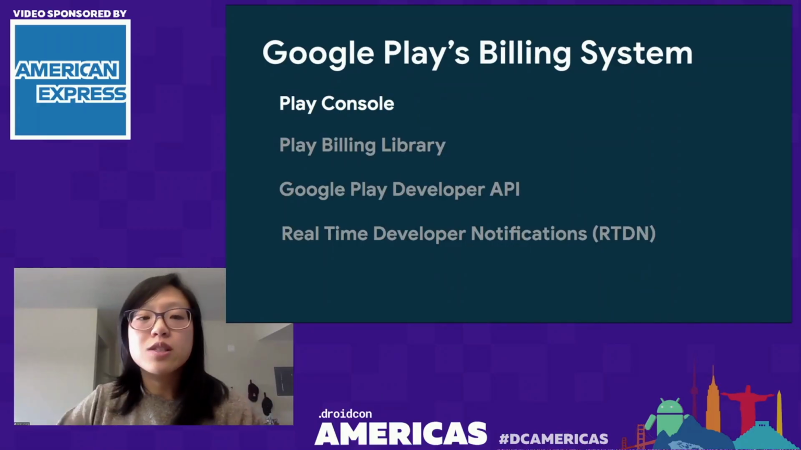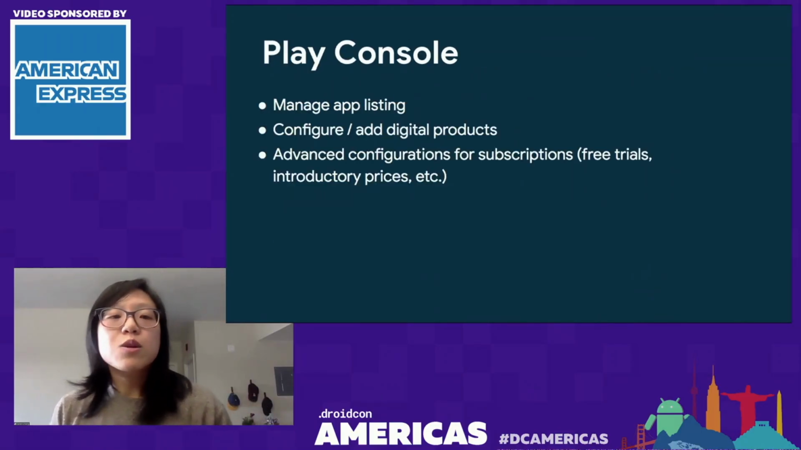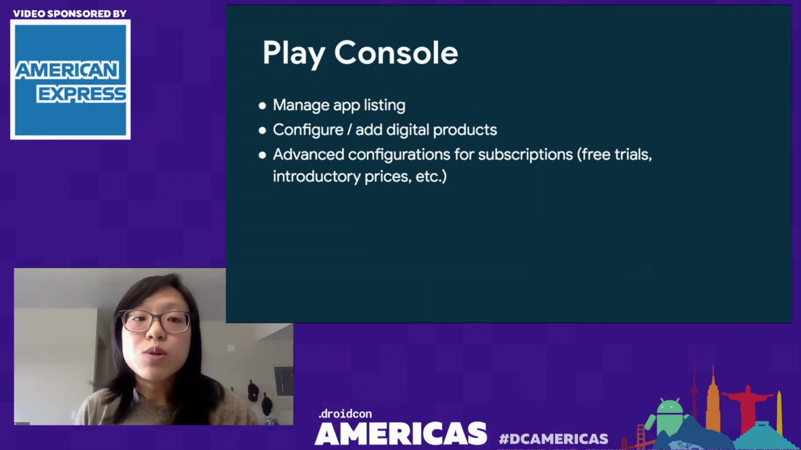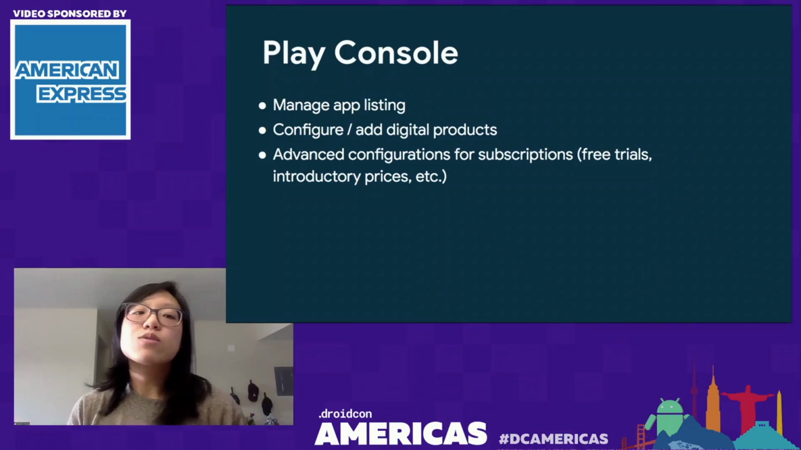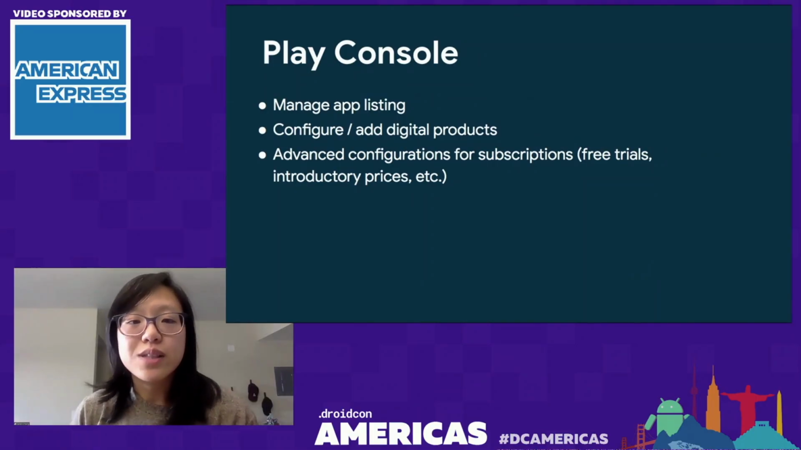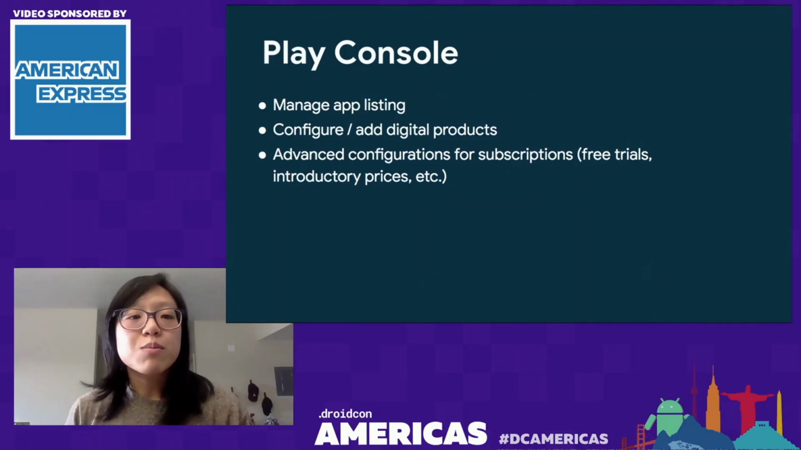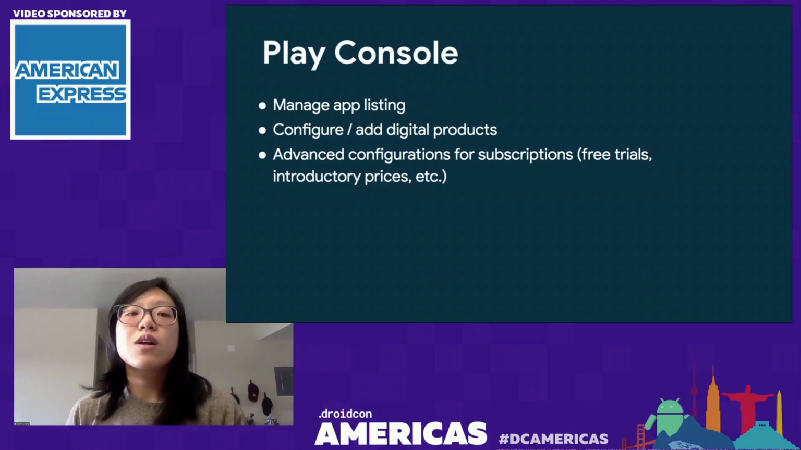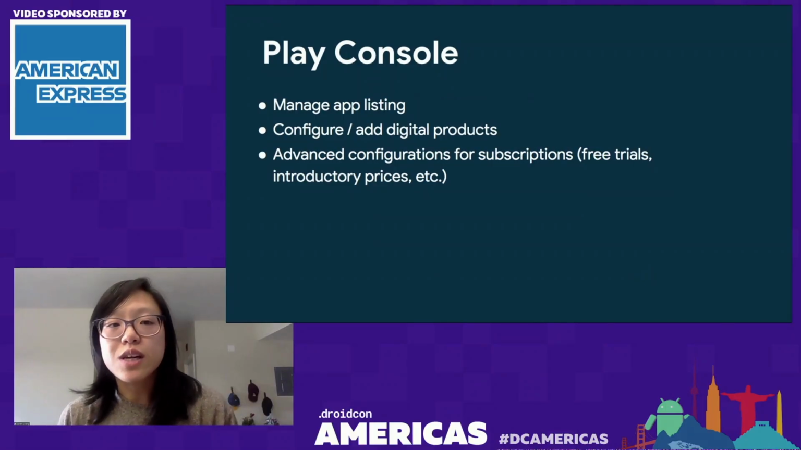So the first thing we're going to talk about is the Play Console. You might know it as the place where you upload and update your apps inside the Play Store. But besides just doing that, it's also where you configure and add digital products, right? This is where you can add one-time products to let your users buy digital products. This is where you can add subscription products in order to let your users buy those subscription products, but it also includes a lot of other advanced configurations besides just those things.